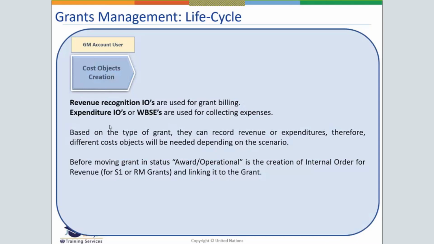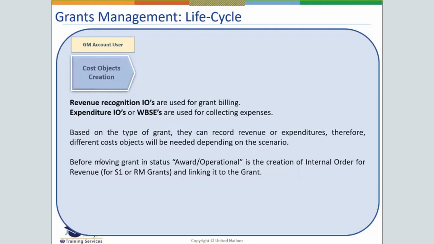But you have to take into consideration that based on the type of grant, and whether they can record revenue and expenditures, we will need to create a number of cost objects to track everything, okay? And very important as well, before moving the grant to the status of work operational, the internal order for revenue has to be created and linked to the grant, okay?